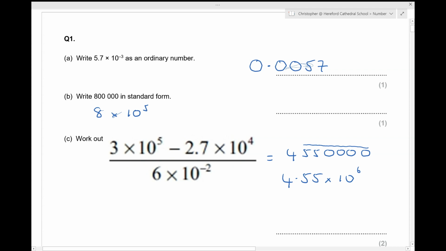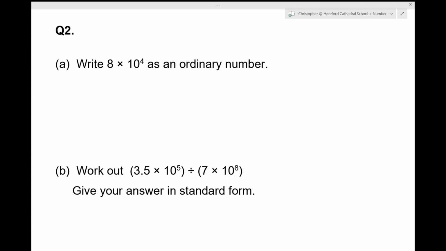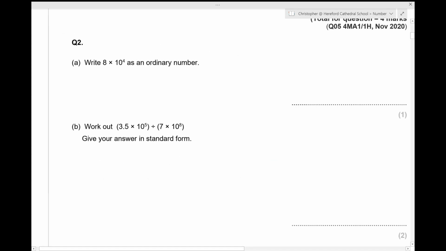10 to the power of 6. Question 2, write 8 times 10 to the 4 as an ordinary number. Well, you could put that in your calculator, I suppose, or you could simply know that you had to multiply 8 by 10 4 times to give you 80,000.